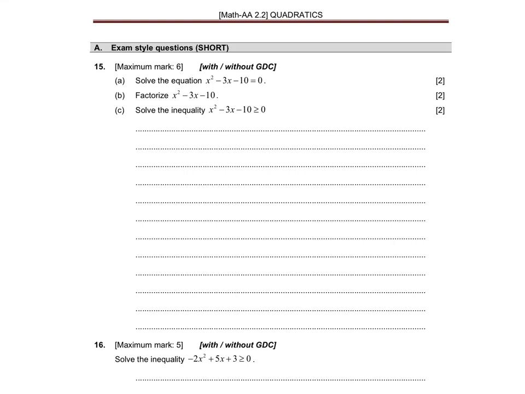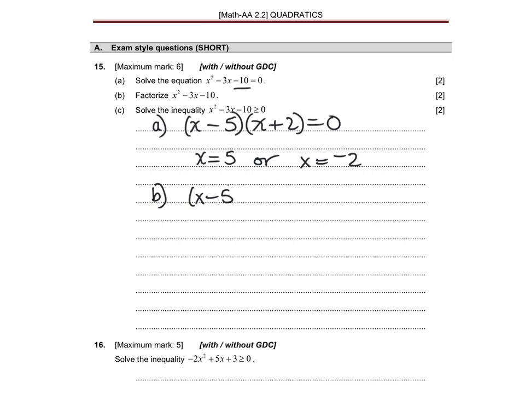All right, solve the equation x squared minus 3x minus 10 is 0. So for a, we can factor because negative 5 times positive 2 is negative 10, and negative 5 plus 2 is negative 3. So we have x is 5 or x is negative 2 for a. For b, I have already factored that. That's x minus 5, x plus 2.